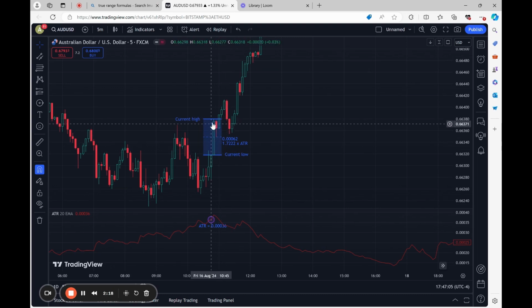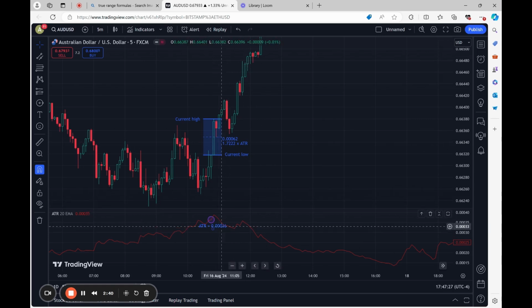As you can see here, this candlestick has a pretty high jump in price. You take the current high minus the current low, which gives us this number of 0.0062. Obviously this number is just for this example; it will not be what your number is. And the average true range right now is 0.0036.